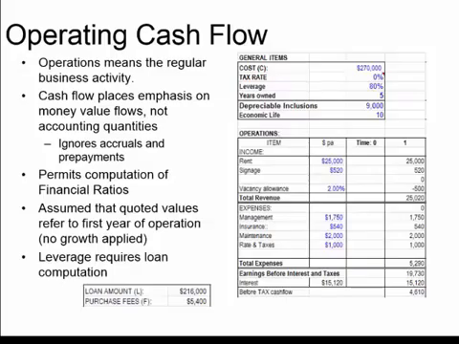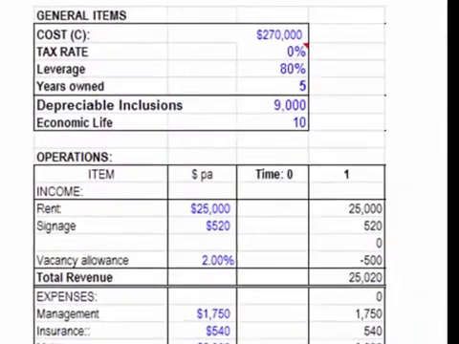Okay, let's look at the kind of numbers that we're going to be working with. First of all, we're assuming a cost, that's the number of dollars that the property is acquired for, in this case $270,000. At the beginning, we're not going to be worrying about tax, and so we'll leave it as a tax rate of 0, but eventually we'll be putting in a tax rate here.